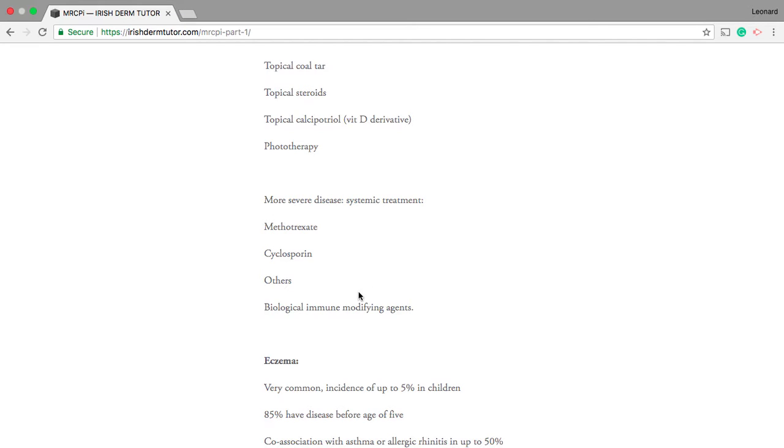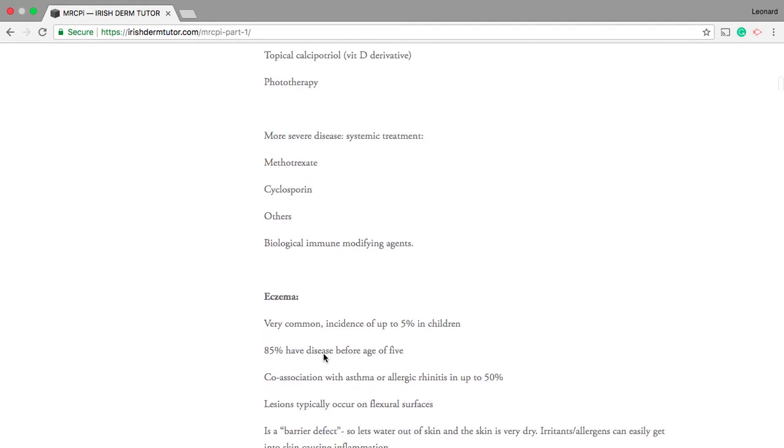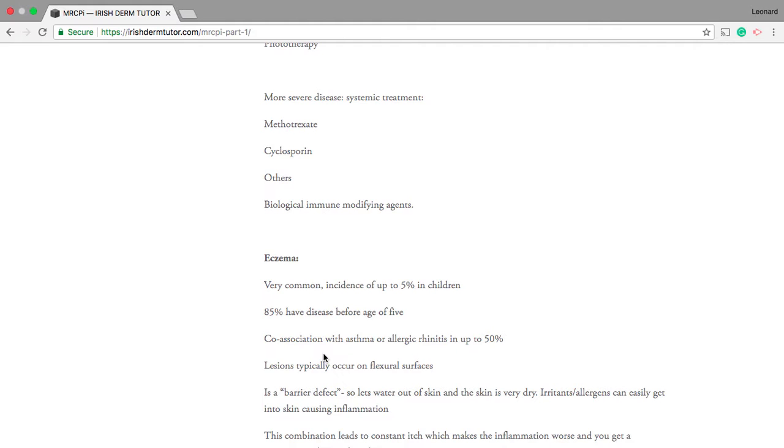Moving on to eczema now. Again, eczema is one of the commonest dermatological conditions we see, and in particular I'll talk about atopic eczema here. In general, the terms eczema and dermatitis can be used interchangeably. There's an incidence of up to about 5% in children, and about 85% of these will have the disease before the age of 5.